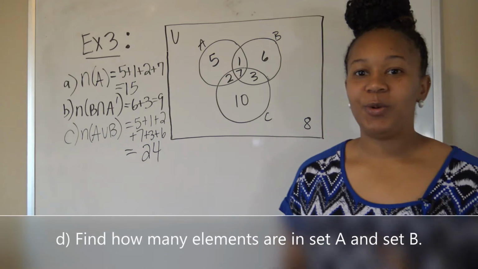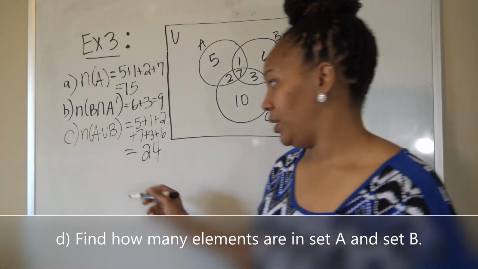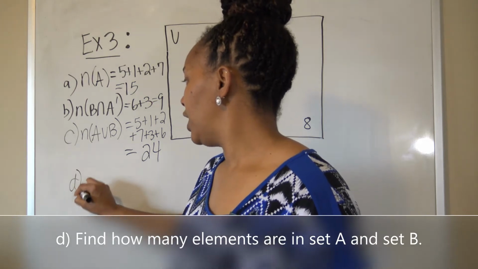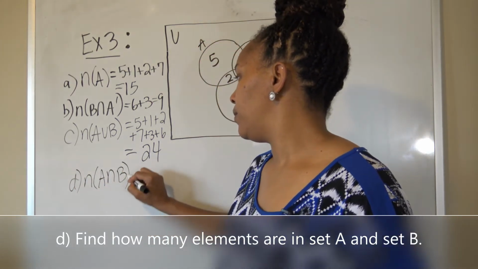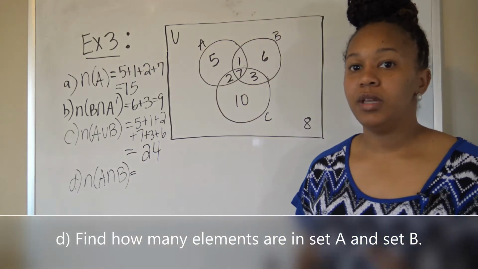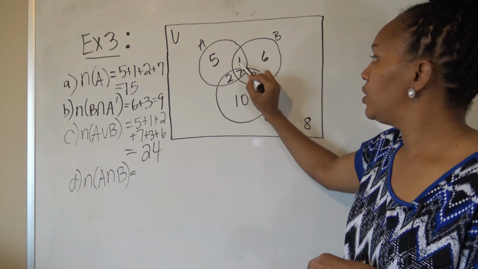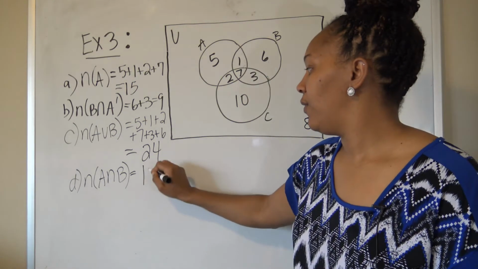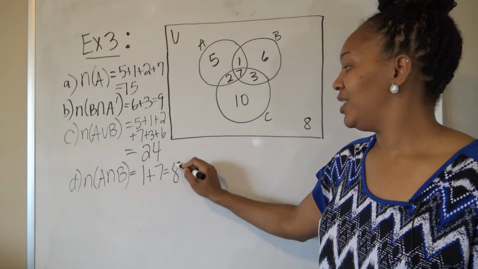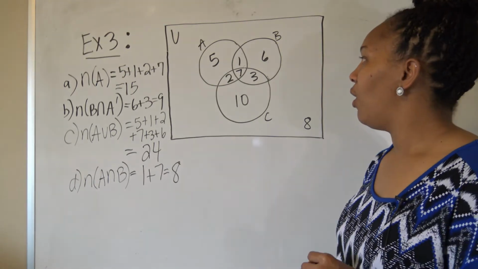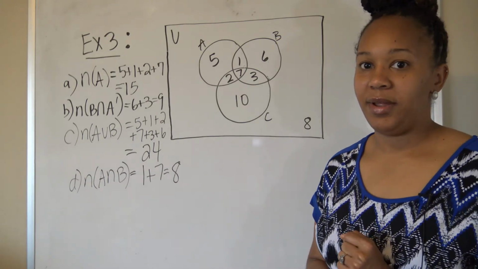For part D, we want to figure out how many elements are in set A and B. So in this case, this is the number of A intersect B. A intersect B is the overlapping region of A and B, which is this region right here, which includes the 1 and the 7. 1 plus 7 is equal to 8. So there are 8 elements in A and B.